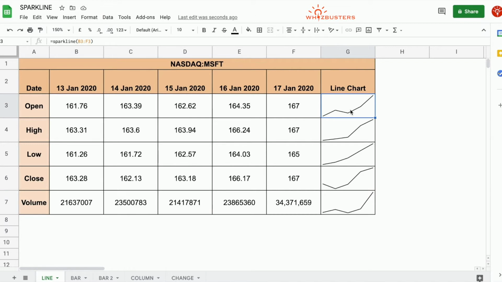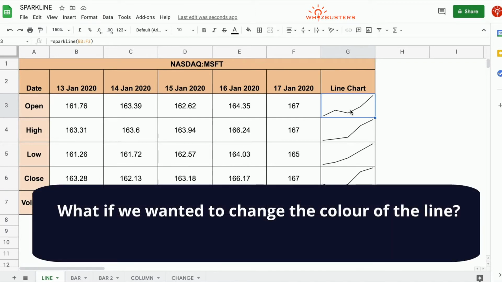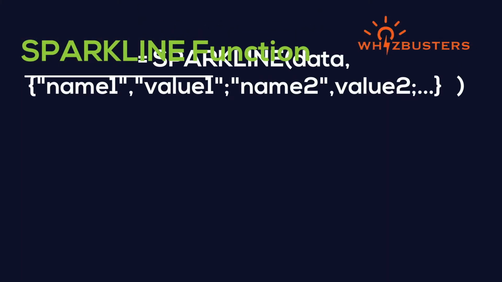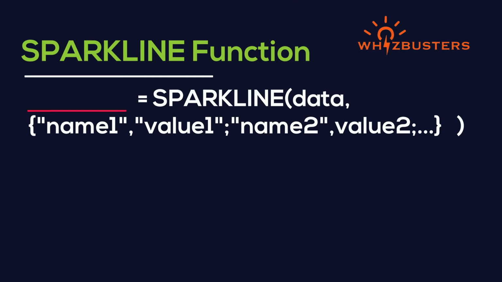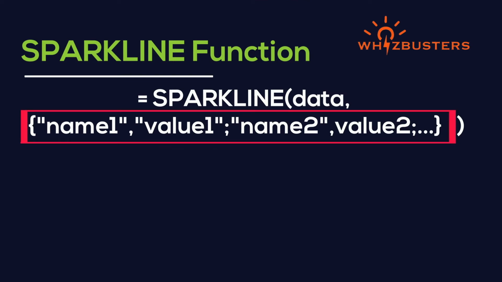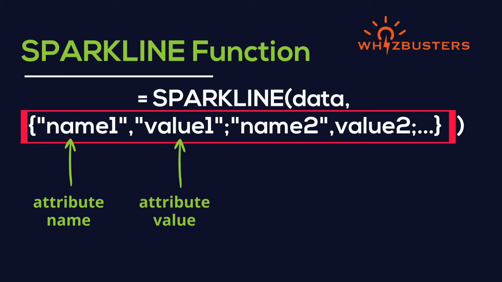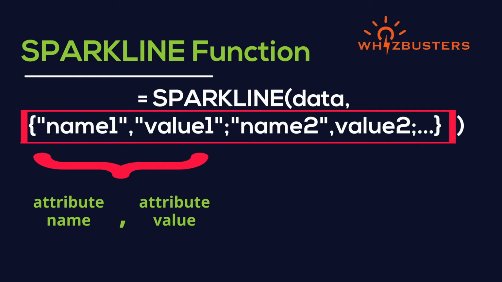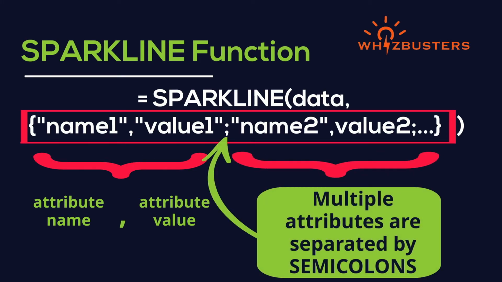What if we wanted to change the color from black to green? Well, we can do this by using the second parameter, which is the options for the attributes for the chart. Attributes include chart type and color, etc. The syntax when using the second parameter is, when defining the attribute, we need to have the attribute name and the value for the attribute in a pair separated by a comma. Multiple attributes are separated by semicolons.